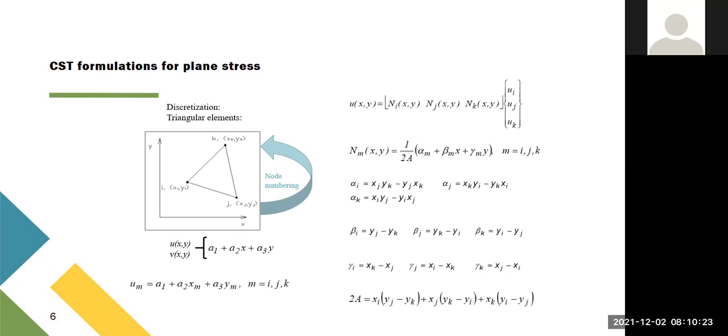I have a question, doctor. Go on, please. The values of A1 and A2, are they defined, or must we find them? No. The values of A1, A2, and A3, you calculate by solving this system of equations.